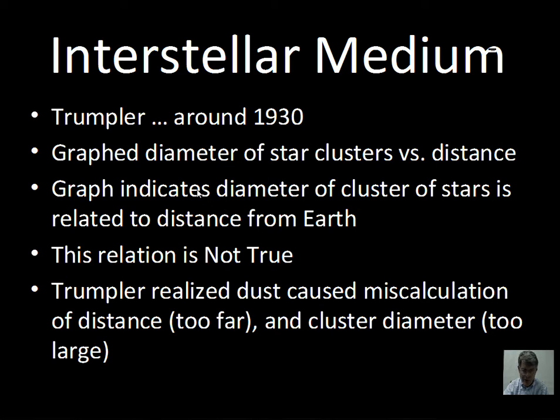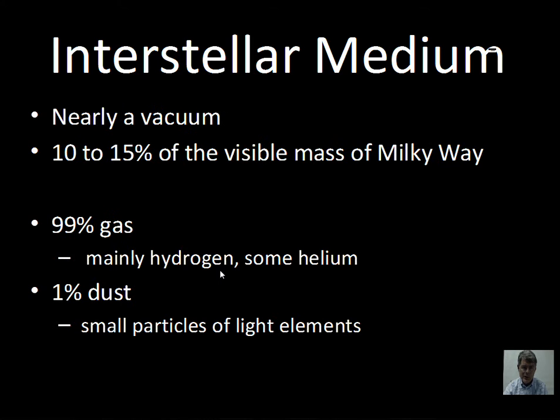So again, this graph said that there was a relationship, a correlation between the size of a cluster of stars and the distance from the sun or the earth. It's unreasonable to think that the sun is in a special spot in our galaxy where further away from the sun things get bigger. So it's not true. And Trumpler came to the conclusion that something was dimming the starlight. Dust was dimming the starlight, and that had caused him to miscalculate the diameters of the clusters.